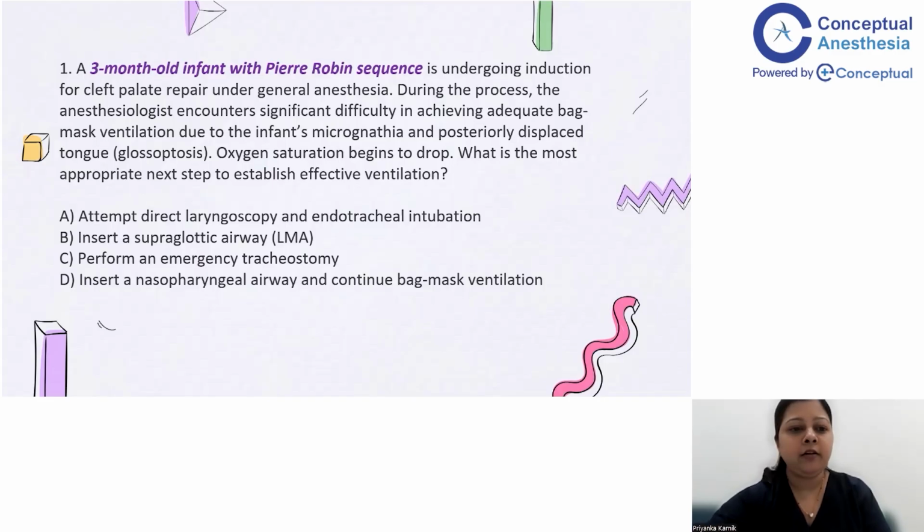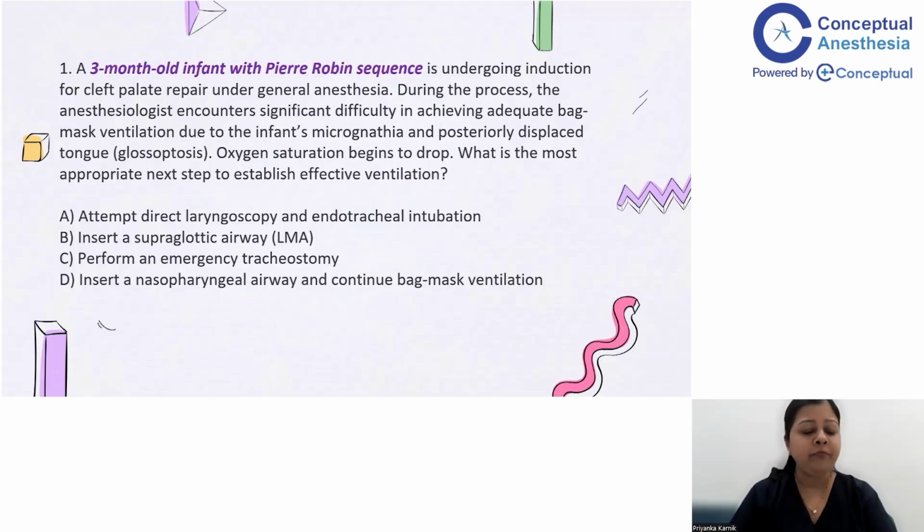So let us see all the options. First is attempt direct laryngoscopy and endotracheal intubation. Second is insert a supraglottic airway. C is perform an emergency tracheostomy, and D is insert a nasopharyngeal airway and continue bag mask ventilation. So the most appropriate answer is insert a nasopharyngeal airway and continue bag mask ventilation.